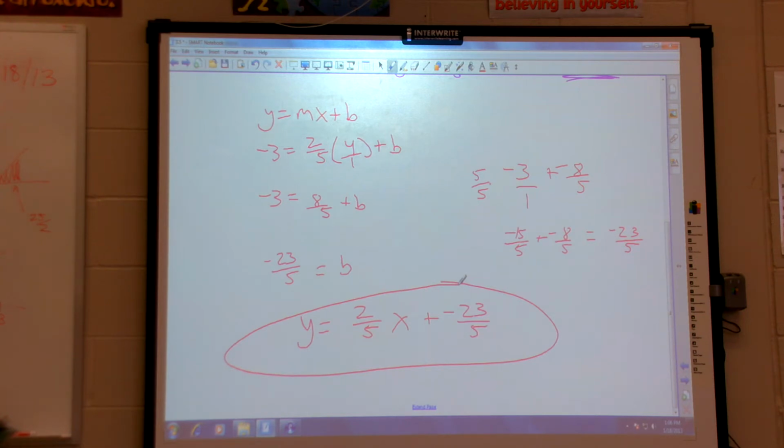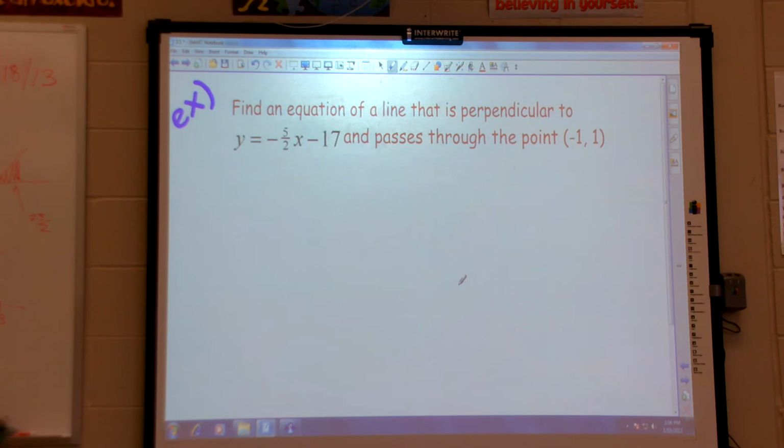Ready for another one? Yes. I want to find an equation of a line perpendicular to y equals negative 5/2 x minus 17, that passes through the point negative 1, 1.